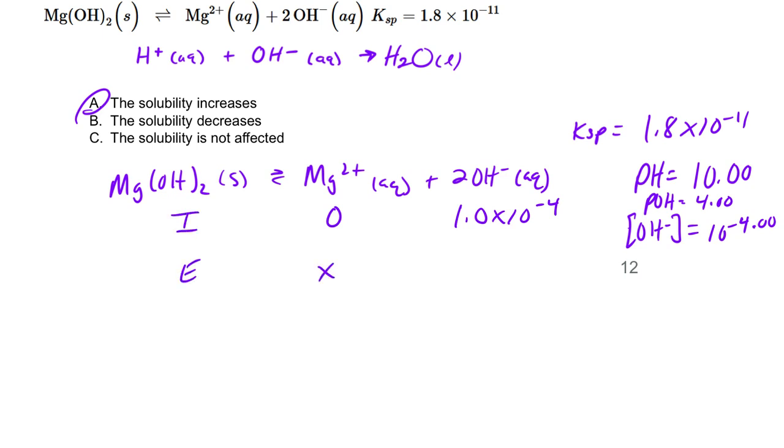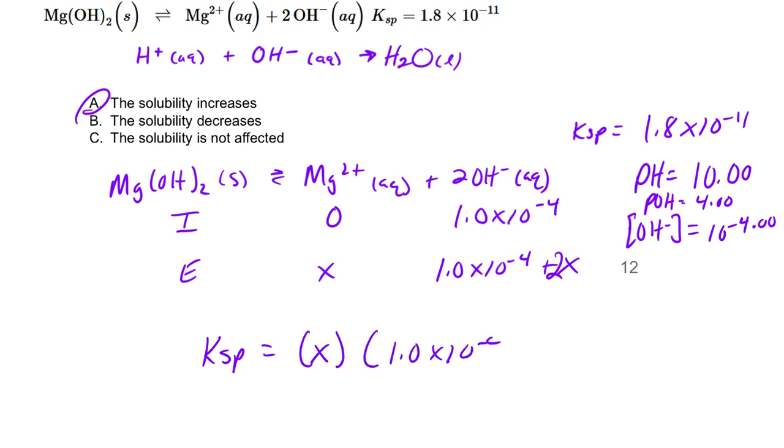So then at equilibrium, we're going to have X moles per liter of magnesium, and 1 times 10 to the minus 4 plus 2X hydroxide. So then we solve with our KSP. We're going to have X times (1 times 10 to the minus 4 plus 2X) squared, and then we would solve for X. And we'll leave that for later. But my point here is, if you're given a problem where you're expected to use a pH coupled with the solubility, this is one way to do it, okay?